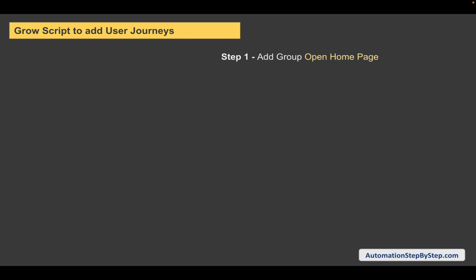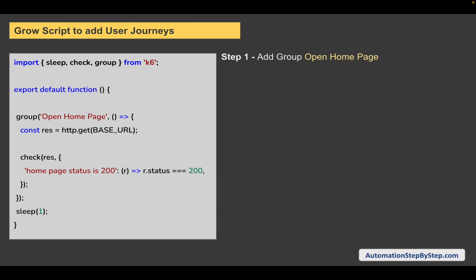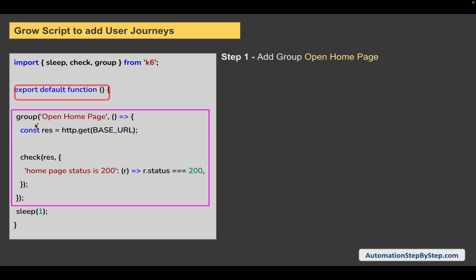So let's go to step number 1. We will add a group, open home page, in our script. So this is how we are going to do it. If you see our script, until now in the default function, we directly go to the URL and then we can add some checks and then we add a sleep. But now we are going to put this inside a group, and you can name it anything. Let's say open homepage, and we will put all this inside a group.